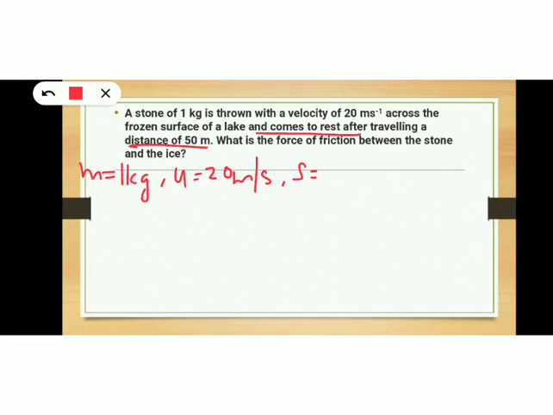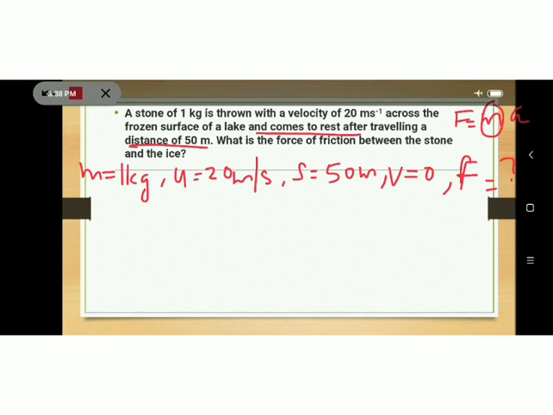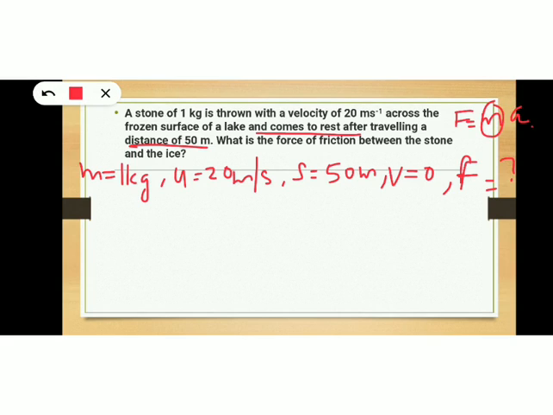So distance S is 50 meters and finally the stone comes to rest. So the final velocity V will be 0. Now you should find out the force of friction. So anyway you must find out the force from the given data. In order to find out the force, you require mass and acceleration, because force is equal to mass into acceleration. So you know the mass of that stone, but you don't know the acceleration part. So to find out acceleration, you must use our third equation of motion, that is v square minus u square equal to 2as, because only through that equation you can find out the acceleration value.